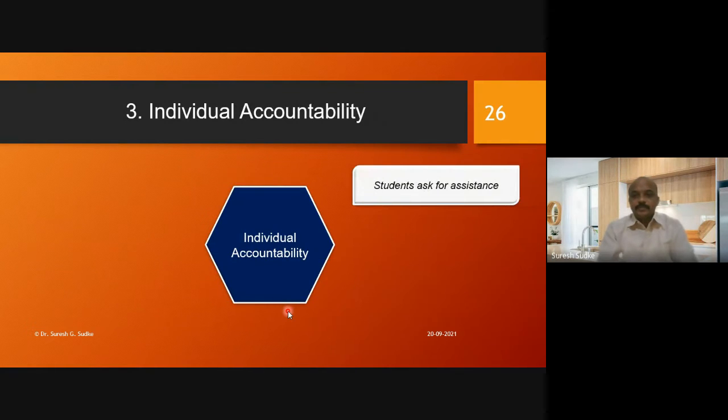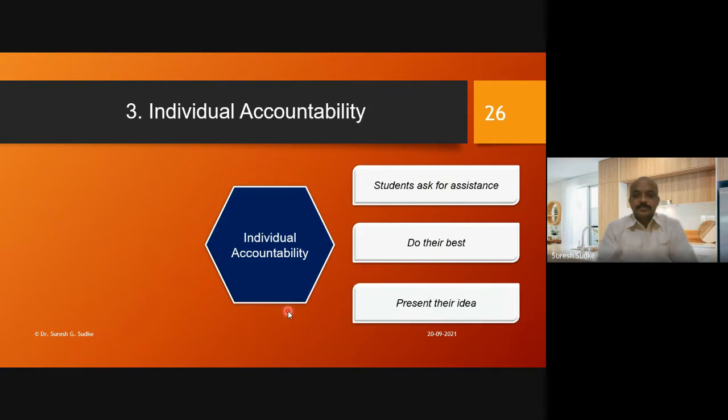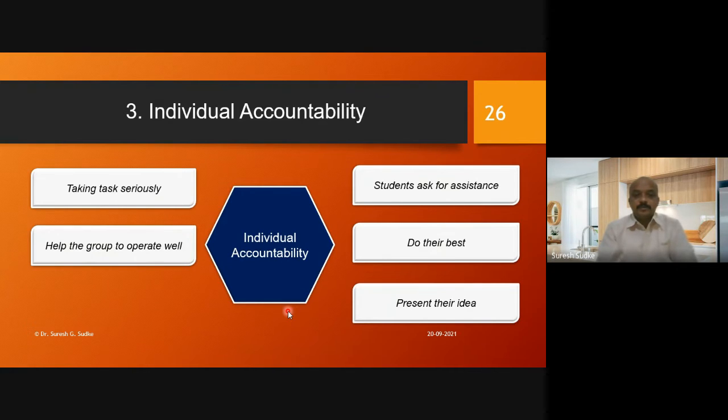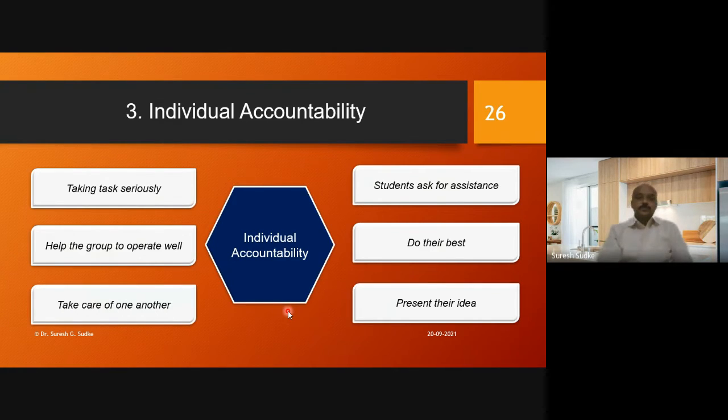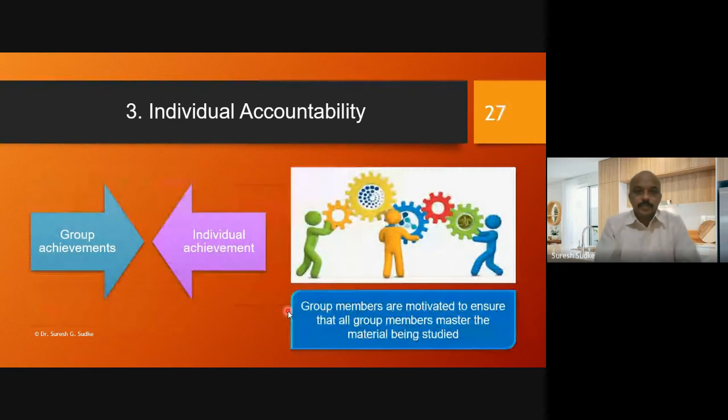Individual accountability means students are asked for assistance. Everyone should do their best, present their idea, take the task very seriously, help the group to operate well, and take care of one another. So this is all called individual accountability. While we are working in a group, we have to inculcate this concept: the individual achievement is the group achievement.